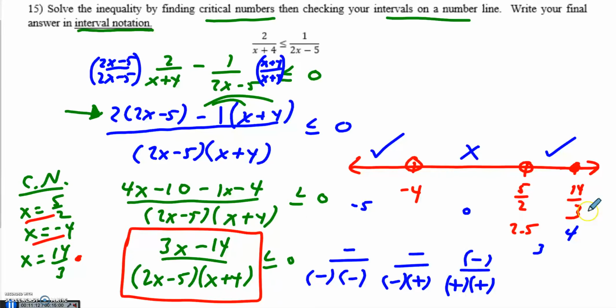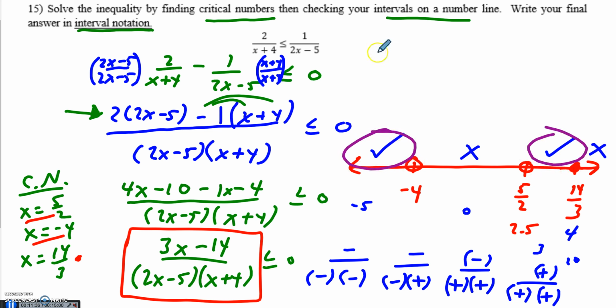And lastly, a number bigger than 14/3, let's do 10. If I plug 10 in the numerator, I would definitely have a positive number. 10 in the denominator in this piece would be positive, and 10 here would also be positive. Positives divided by positives is more positives, which is not less than or equal to 0, so that interval does not work either. So these are the intervals that worked.